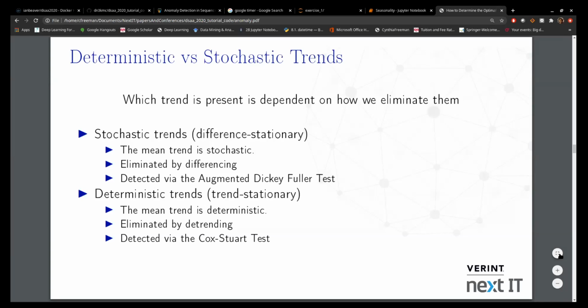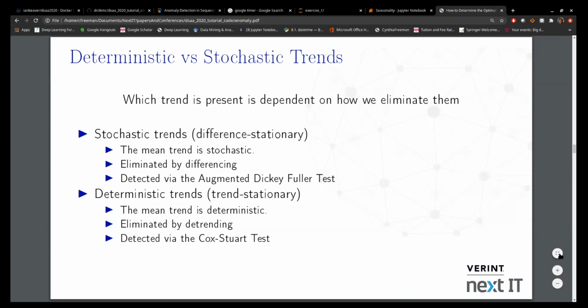However, if you want to create a stationary time series, which is necessary for a lot of anomaly detection methods, you will need to remove the trend. If you difference to remove a deterministic trend or subtract a line of best fit from a stochastic trend, you actually might not remove the trend. Thus, it's really important to tell what kind of trend you have.